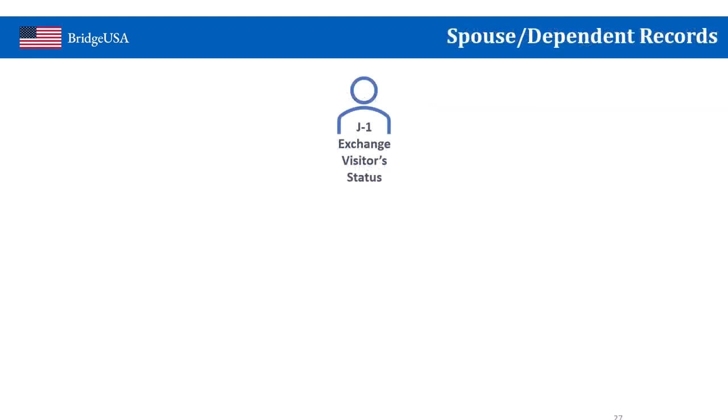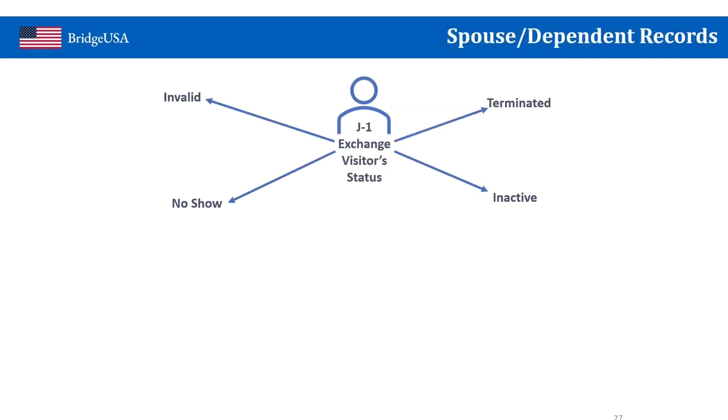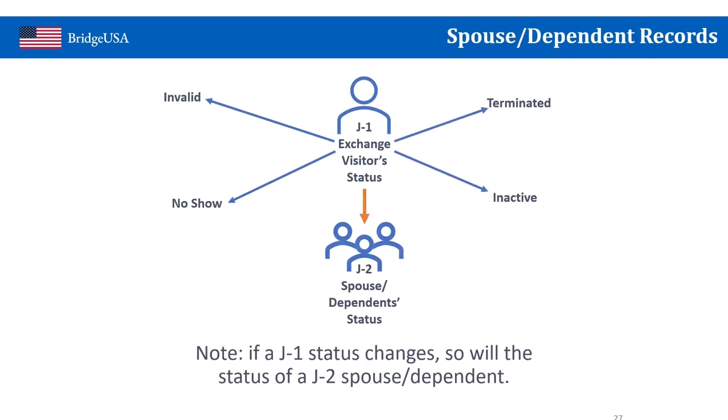In summary, we just discussed changing exchange visitor records to invalid, no-show, terminated, and inactive statuses. Please note, any changes made to a J1 exchange visitor status will automatically be mirrored by the J2 spouse-dependent record. So if a J1 status changes, so will the status of the J2 spouse or dependent.